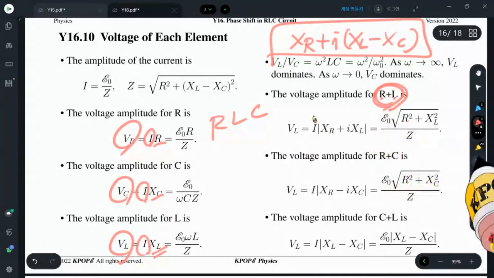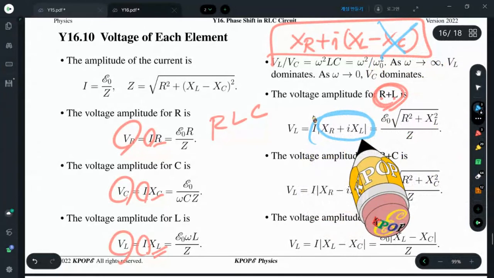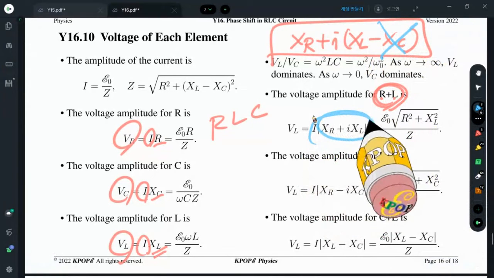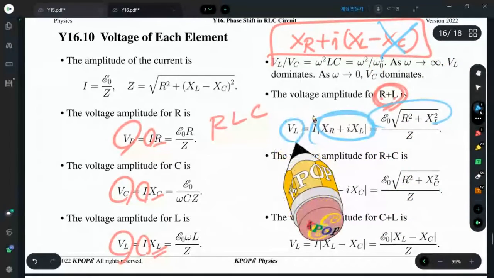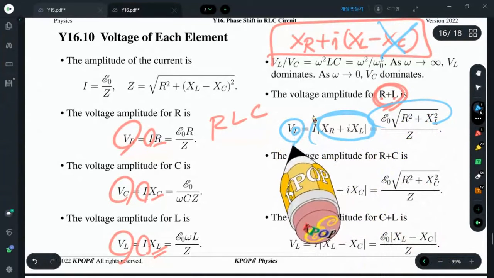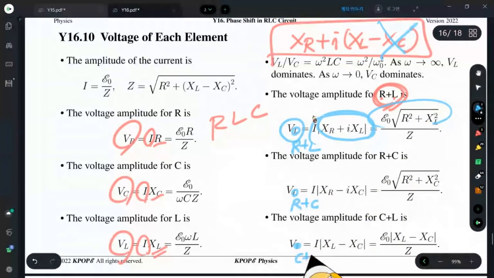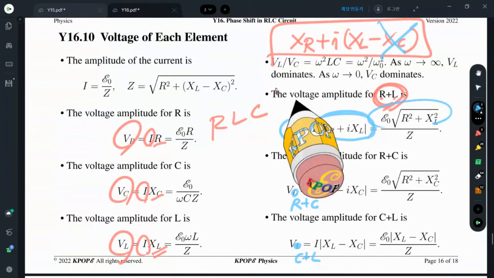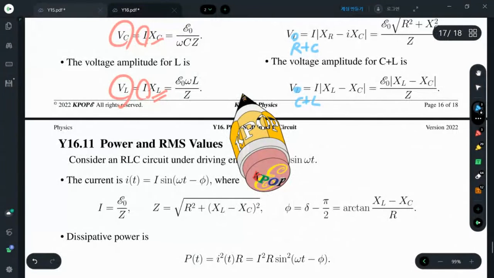Keep the R and L contribution. So remove this guy. Then your impedance becomes this. And take the square root, take the magnitude. The modulus becomes this. And your voltage for this one is. So this is not L, this is R plus L. This is not L, this is R plus C. And this is for C plus L. Okay? Something like that. So in this manner, you can determine the voltage potential difference between the two terminals of a composite system.